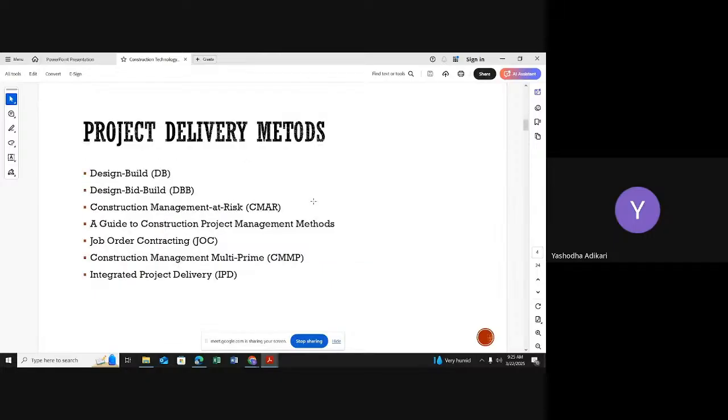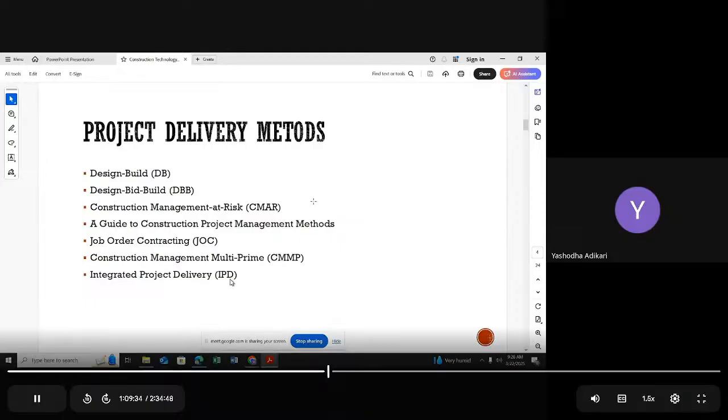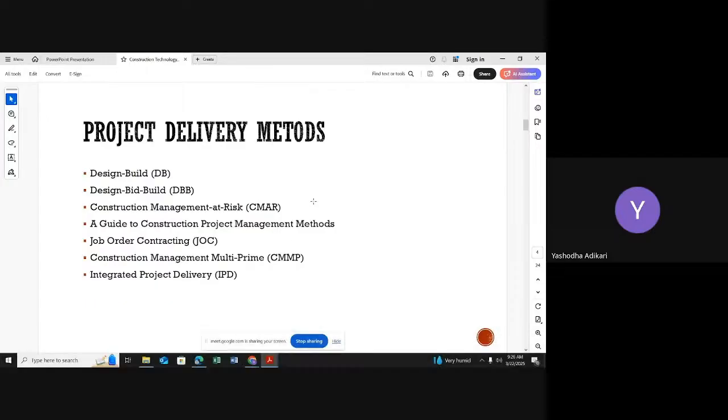In the construction industry, there are many project delivery methods. For example, these are some examples: design build (DB), design bid build, construction management at risk, a guide to construction project management method, job order contracting, construction management multi-prime, integrated project delivery. Those are some examples of project delivery methods. In this part, we have to learn them one by one. This is what we are going to do under this topic.